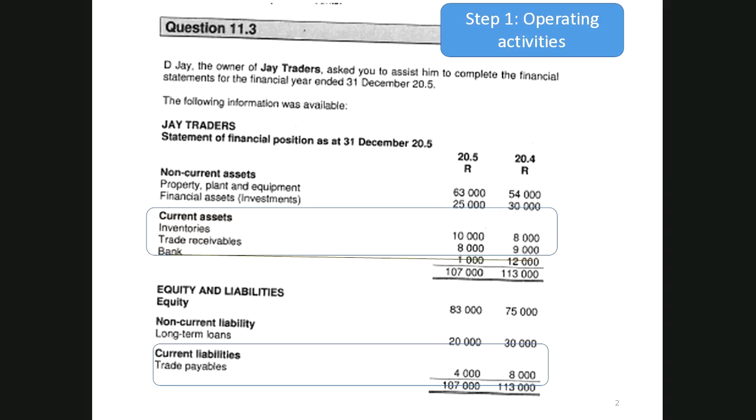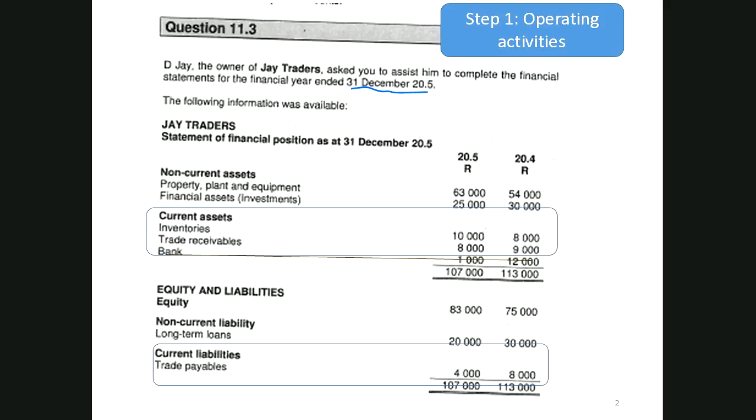So we have got J traders, and it has an owner. So immediately we see it's a sole trader. And we have the financial year ending 31st of December 2005. And they're giving us the following information. We're quite used to seeing this now.